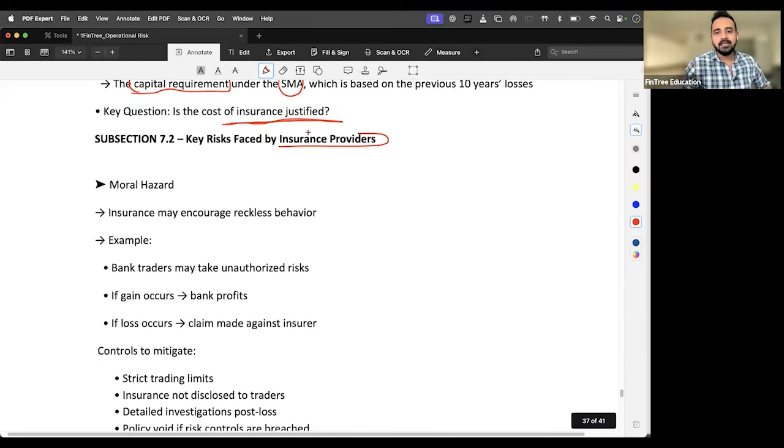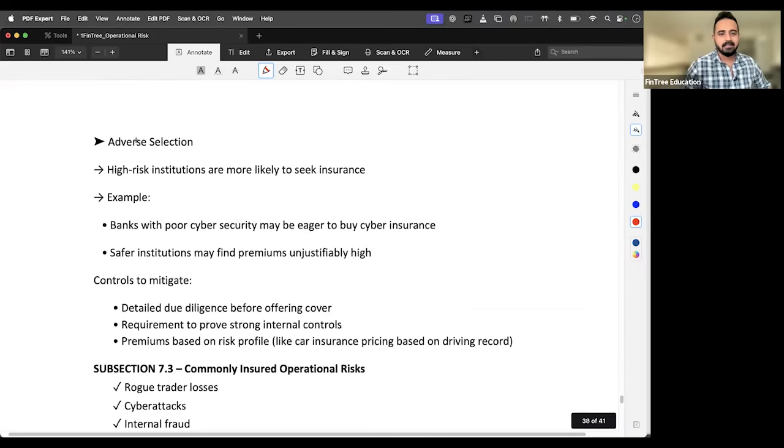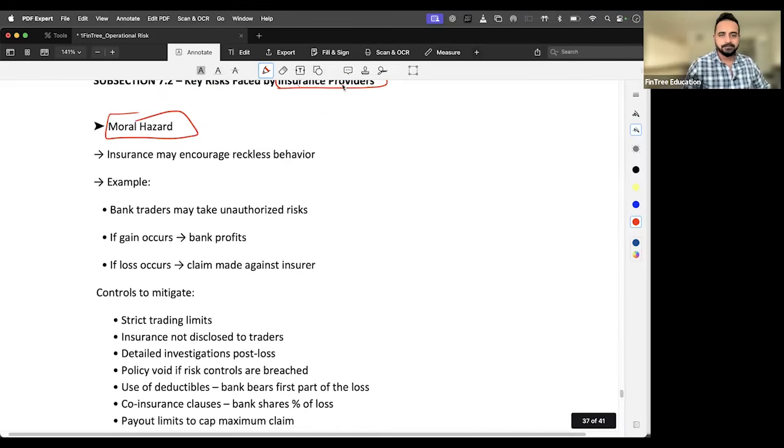Now, what is the risk to the insurance company? First risk, moral hazard. You might have seen this risk somewhere else. Second risk is adverse selection. Let's look at moral hazard. Moral hazard means insurance may encourage reckless behavior. It's like, hey, I've bought the insurance, I don't care, let me just take risk, I don't even need to audit what's happening. That's a classic moral hazard risk. It's like when you buy car insurance and you start driving recklessly from that day onwards because you have insurance. That's your moral hazard risk.